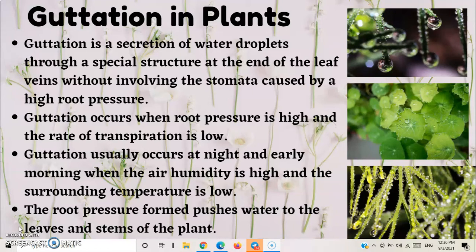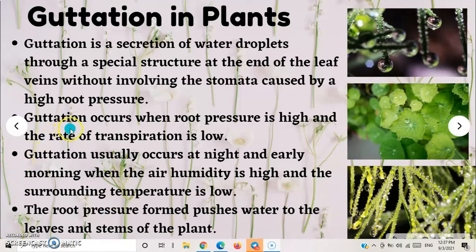Guttation is a secretion of water droplets through a special structure at the end of the leaf veins, without involving the stomata, caused by a high root pressure. Okay, that is guttation. What is guttation? A secretion of water droplets through a special structure at the end of the leaf vein without involving the stoma, caused by a high root pressure.